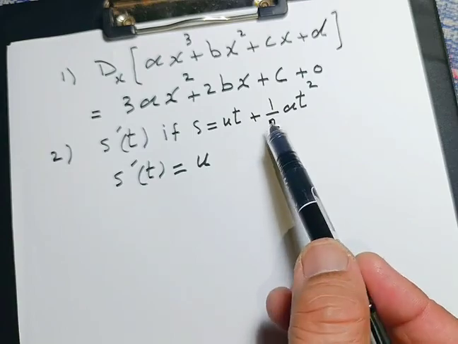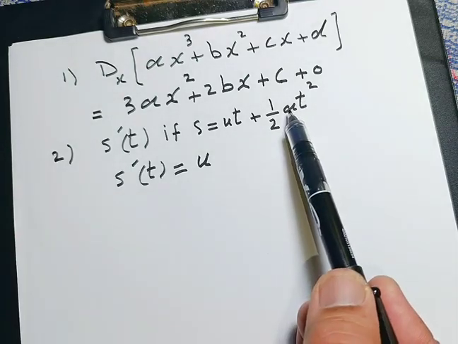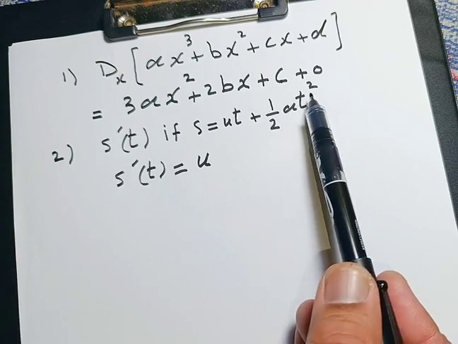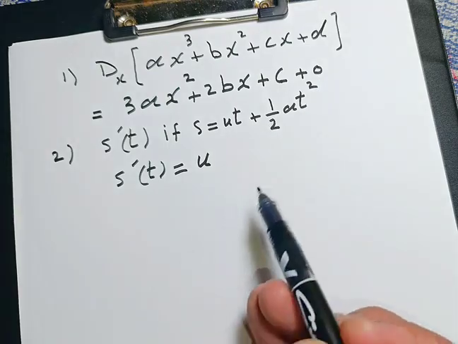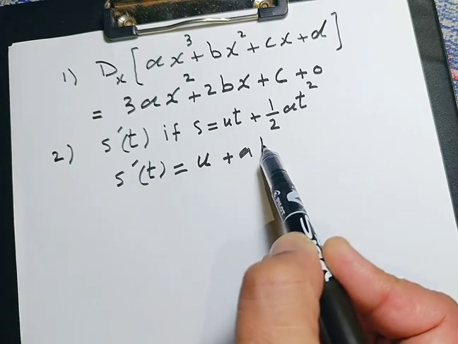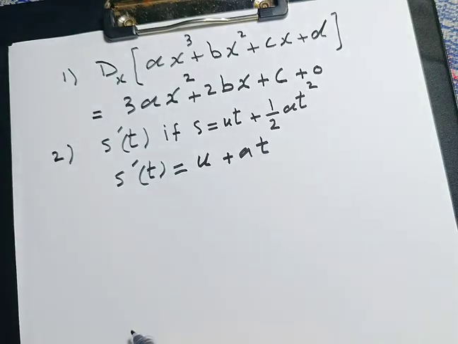So now here, with respect to t, although a is a constant, it is a coefficient of t, so 2 multiplied by 1 over 2 becomes only 1. So we already got a here, plus a, and for the t, 2 minus 1 is 1, so a t. This is my final answer.